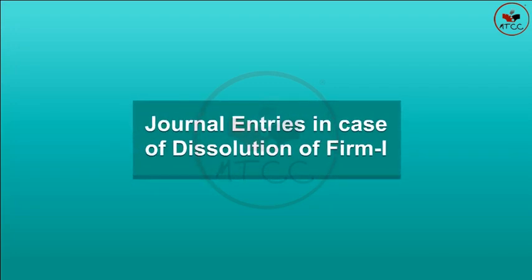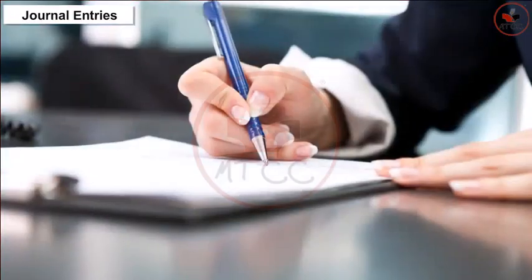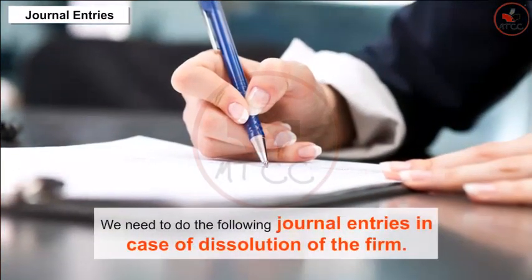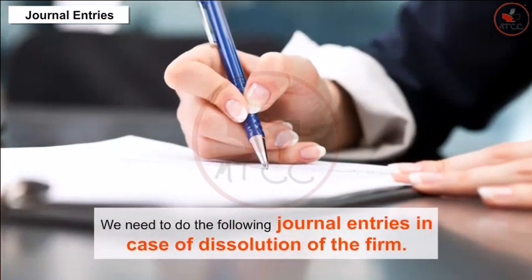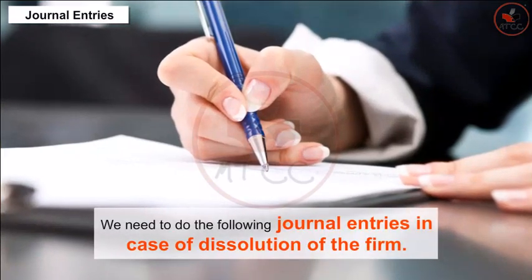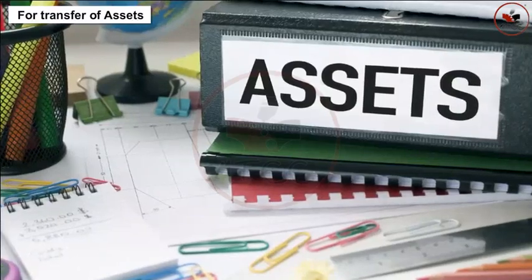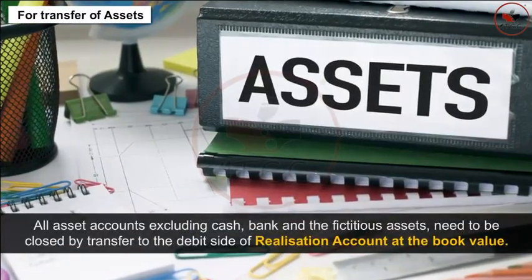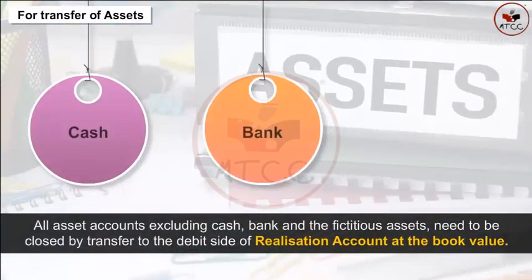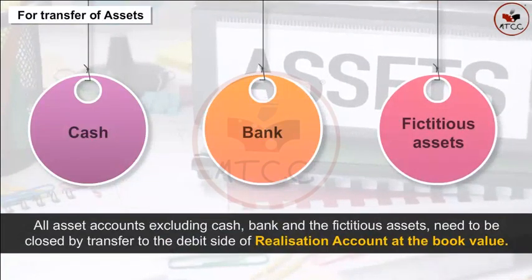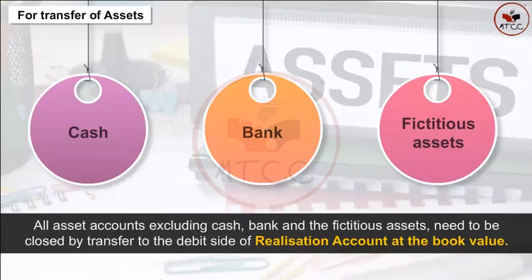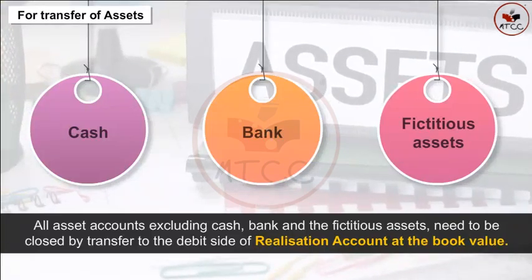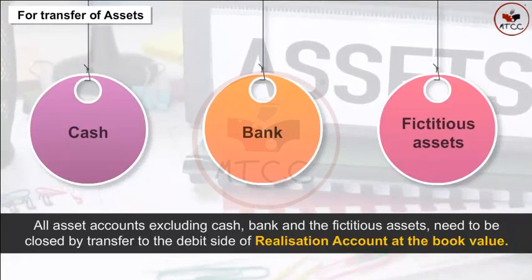Journal entries in case of dissolution of firm 1. Journal entries. We need to do the following journal entries in case of dissolution of the firm. For transfer of assets, all asset accounts excluding cash, bank, and the fictitious assets need to be closed by transfer to the debit side of realization account at the book value.